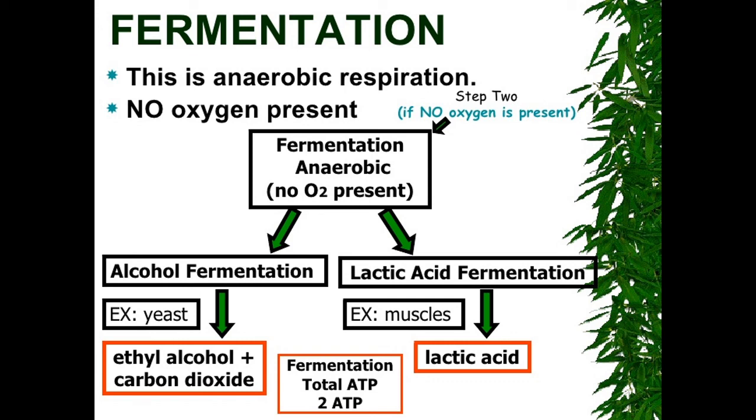So fermentation has two types: alcoholic fermentation, which is similar to that of anaerobic respiration, as a result of which ethyl alcohol and carbon dioxide formation takes place. And one more type of fermentation is lactic acid fermentation, and it takes place in muscles. As a result of lactic acid fermentation, lactic acid formation takes place.